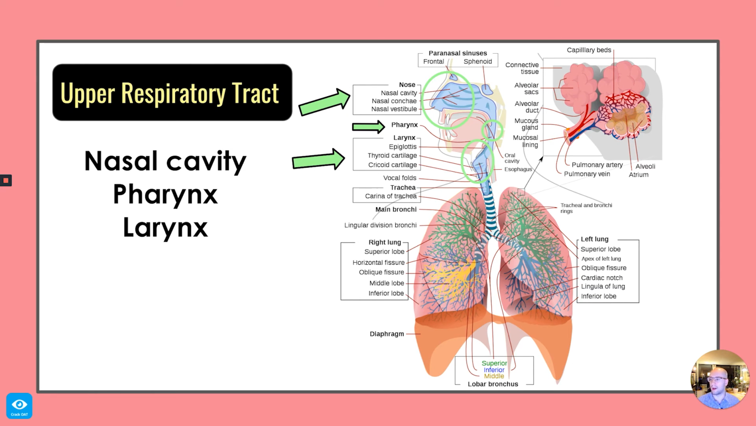So first, let's talk about the upper respiratory tract. The upper respiratory tract is made of the nasal cavity, the pharynx, and the larynx. You can see them labeled here, and those are going to come all the way down into the throat.